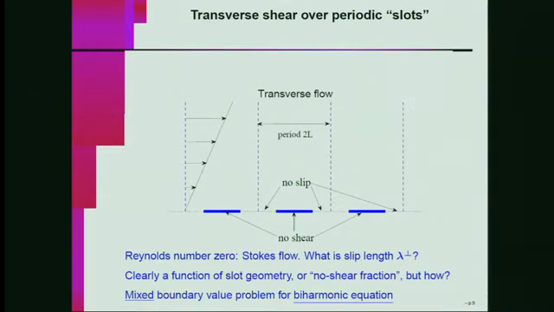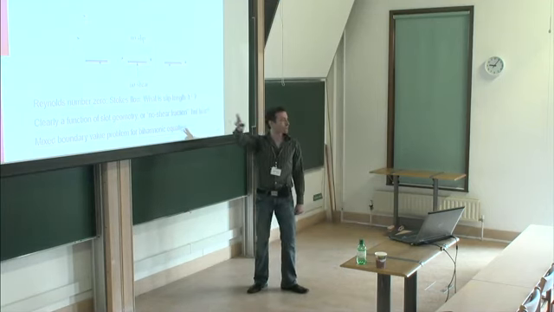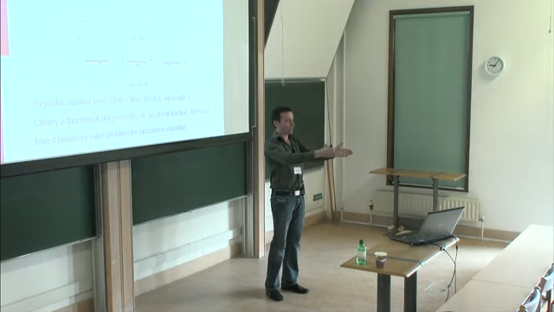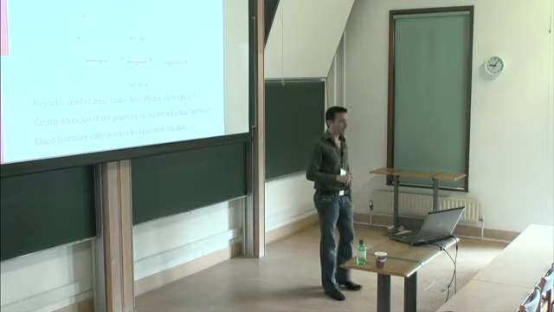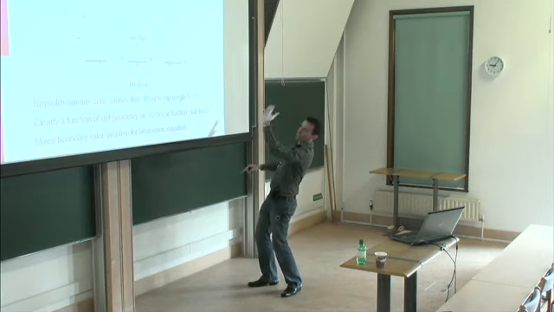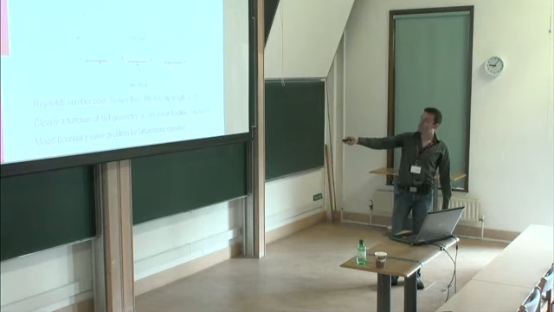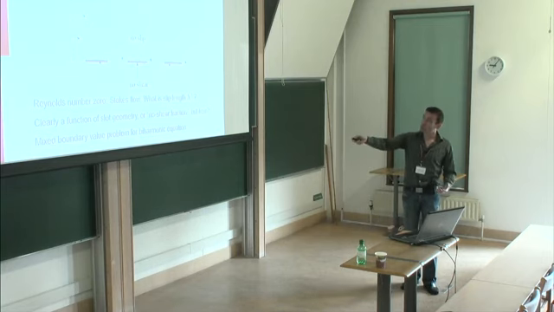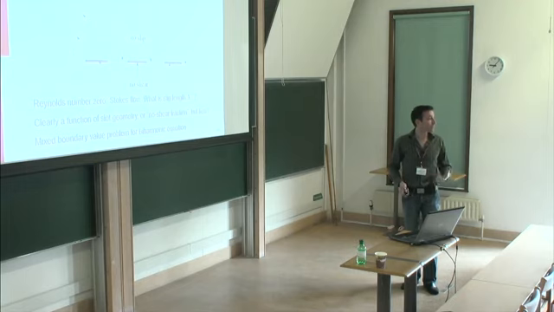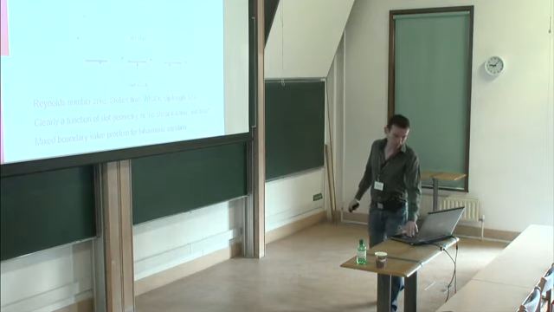Okay? And the question is, if you give me a particular no-shear fraction, how much of the period window, it's a periodic array, how much of the period window does this no-shear slot occupy? You can ask, what's the slip length? And I put a little perp because it's transverse to the slots. And this slip length here is clearly some function of this no-shear fraction. But what is it? And this, interestingly, is a Stokes flow with mixed boundary conditions. Okay, so it's a mixed boundary value problem for Stokes flow. No slip here, no shear stress there.